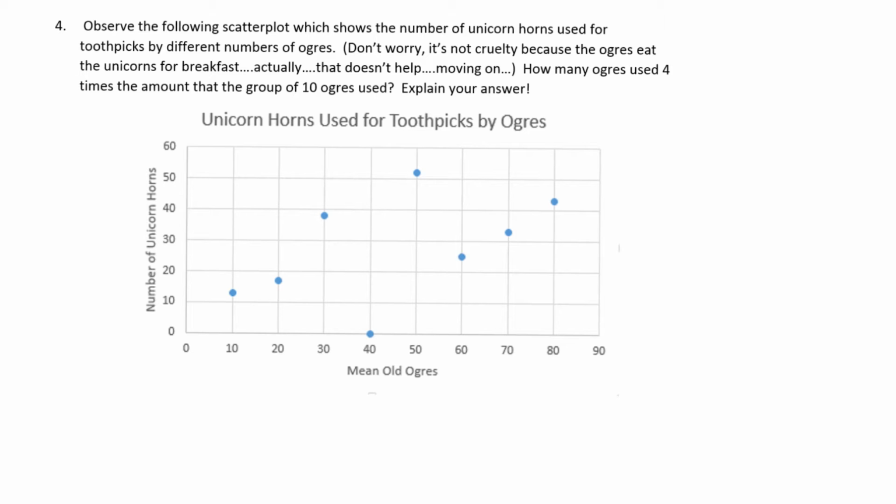Well, they want to know how many ogres used 4 times the amount that the group of 10 ogres used. That's always important to do. It's always important to reread the question. That is the most important part of this problem. How many ogres used 4 times the amount that the group of 10 ogres used? Well, first I need to know how much is the amount that the group of 10 ogres used. I can't find out 4 times that amount if I don't know that amount.